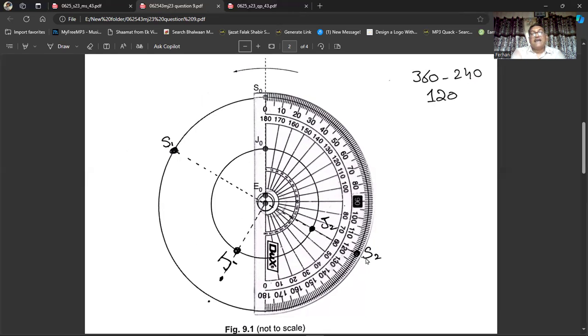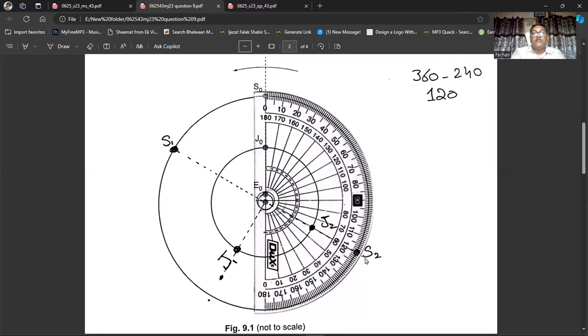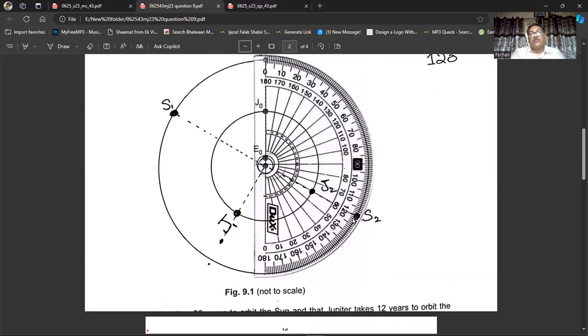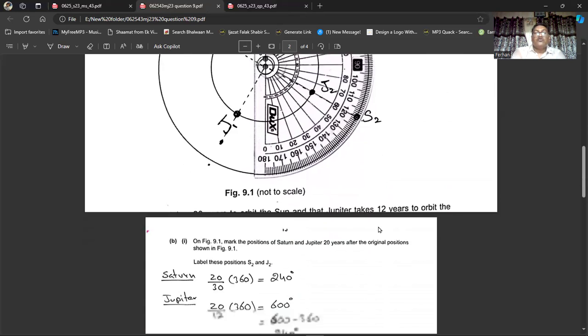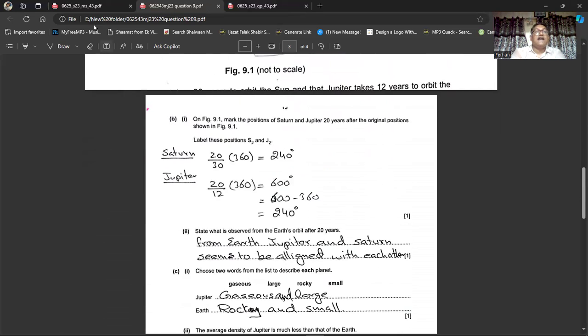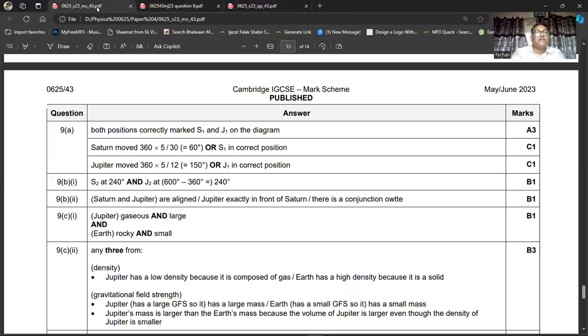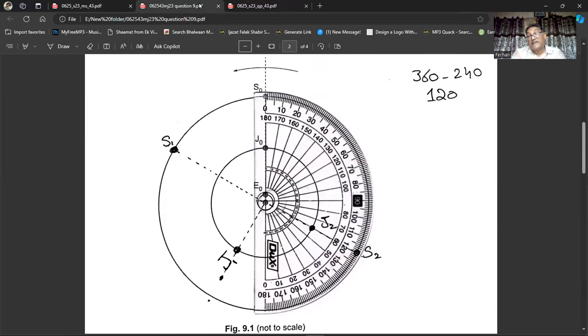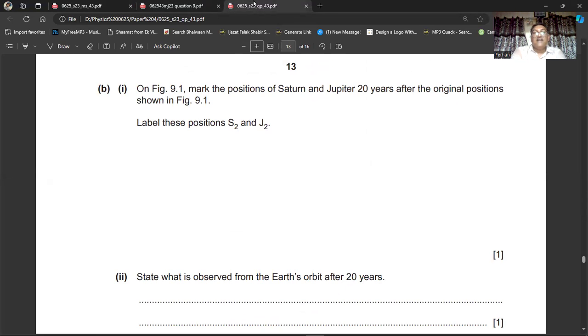Okay, so this is that position. So what I will do, I will remove my protractor, and then I will put the dots here. That position will be J2, and this position will be S2. So hopefully you understand. Let me show you the marking scheme of this part. The marking scheme of this part is showing up here. So this is how you will show this. I hope you understand this. It's a brand new question for O-level students.